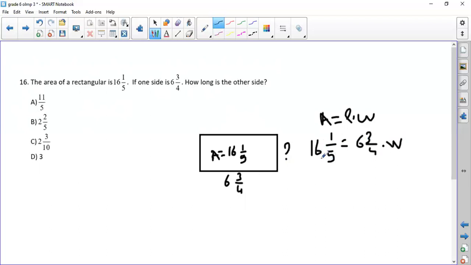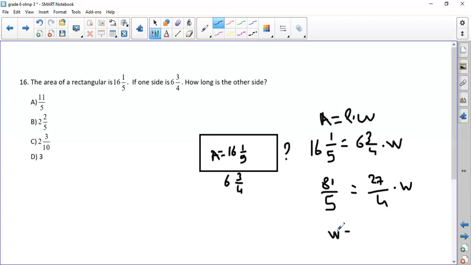To perform operations with mixed fractions, it is better to convert them into improper fractions. To convert, we multiply 16 with 5 and add 1. So 16 times 5 is 80 plus 1, 81 over 5. For the second fraction, I have 6 times 4, 24 plus 3, 27 over 4, times W.